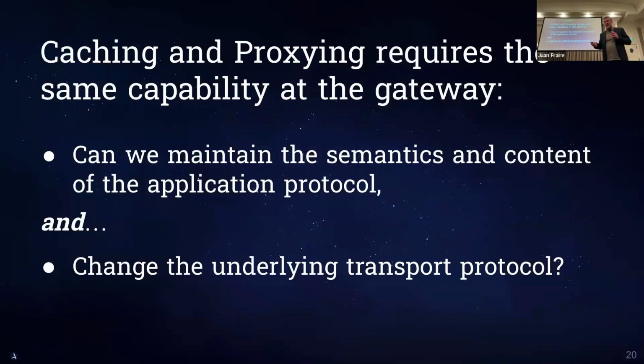So, caching and proxying actually require the same capability. And this goes back to my earlier question of, can we maintain the semantics and content of the application protocol and change the underlying protocol? So in both of the use cases, when you're caching something nearby so that applications can access it, and when you're doing that end-to-end, you still need to understand what the application cares about, package it and move it either in advance or on demand.